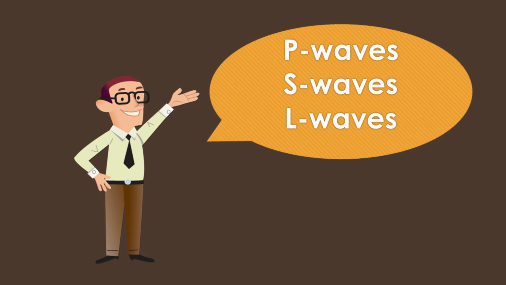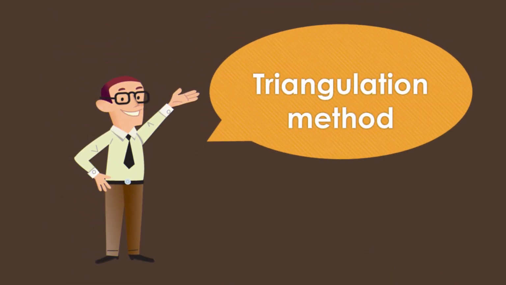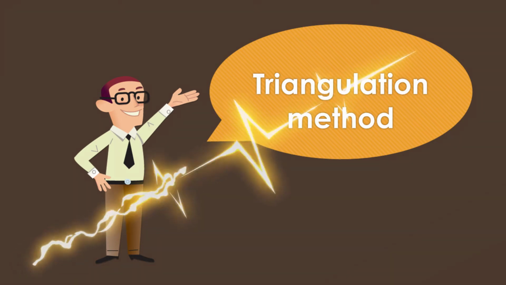So, what workaround can we use to solve this? The solution is employing the triangulation method, wherein it uses at least 3 recording stations to locate the epicenter, hence the name triangulation. The next activity will show you how to do this.